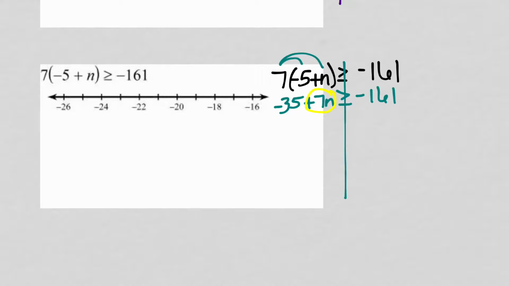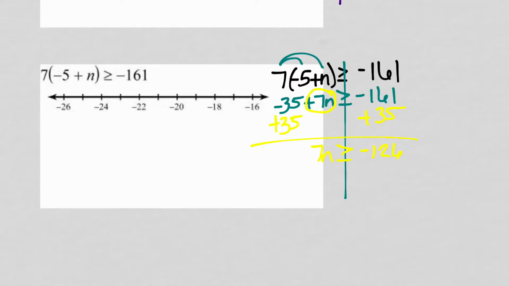Circle what it is I'm solving for. How do I make negative 35 walk across? We're going to add 35 to both sides. So I have plus 35 here. I have plus 35 here. I bring down my 7n. My sign is still greater than or equal to, and negative 161 plus 35 is negative 126.